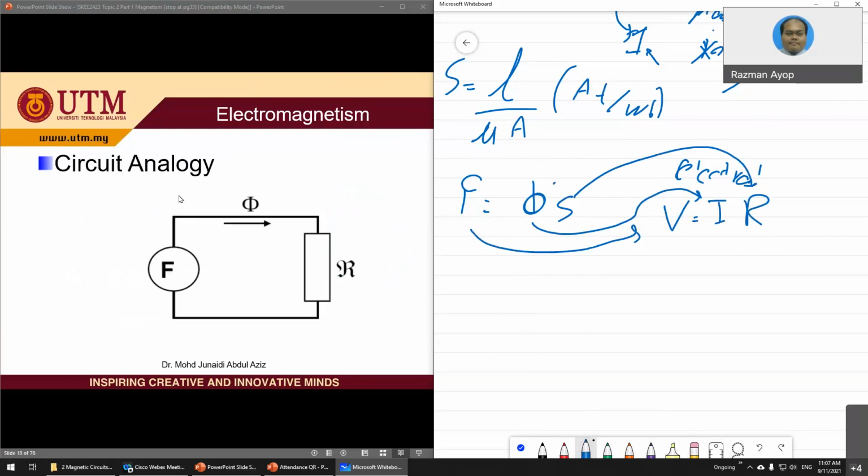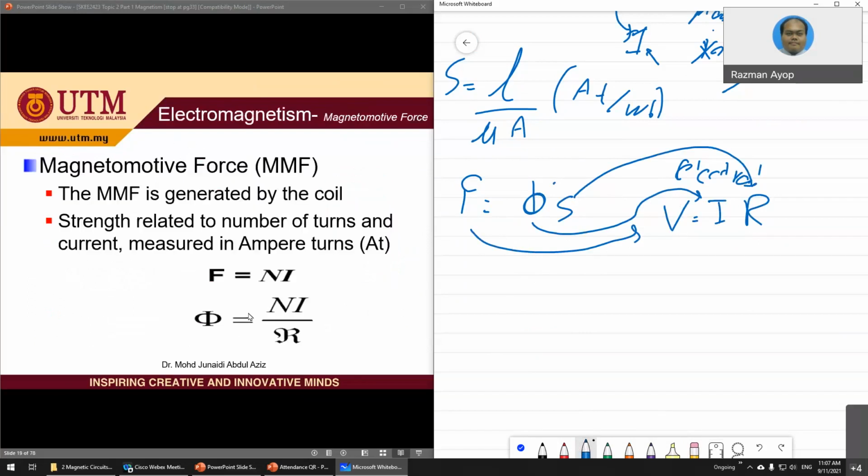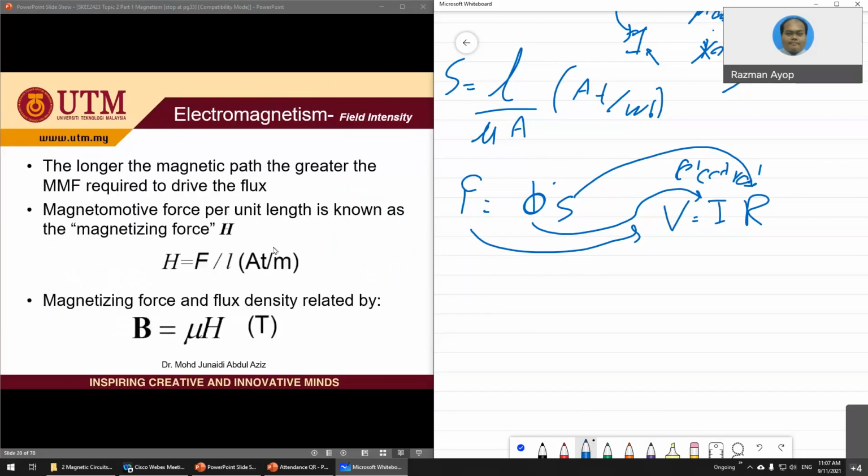And of course you don't forget the magnetizing force, or magnetomotive force. So H equals F divided by L, and also H equals B divided by mu. So make sure you know this relationship, magnetizing force.